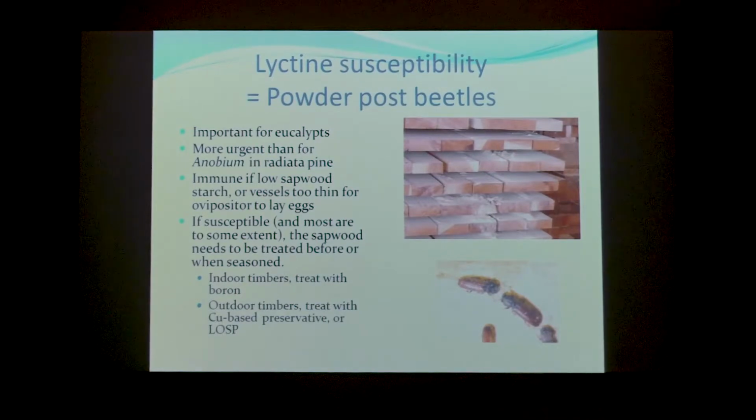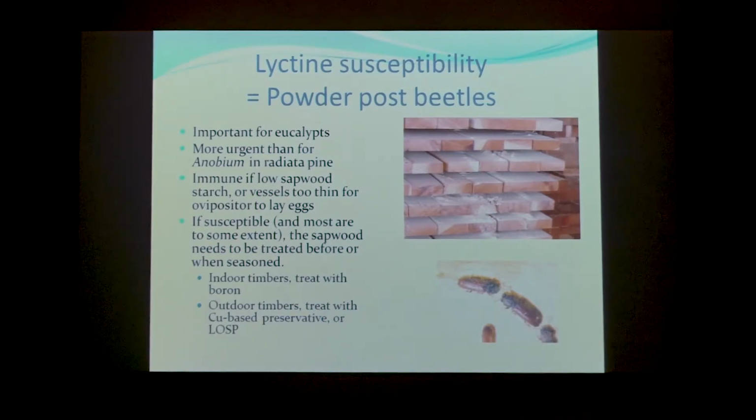So I'll just go through some of the various organisms that can attack eucalypts. The first one there is the Lyctus beetle or powder post beetle. These are quite widespread, so they'd be here as well in New Zealand. A lot of, probably most, eucalypts would have susceptible sapwood, so it's an important thing to treat against.